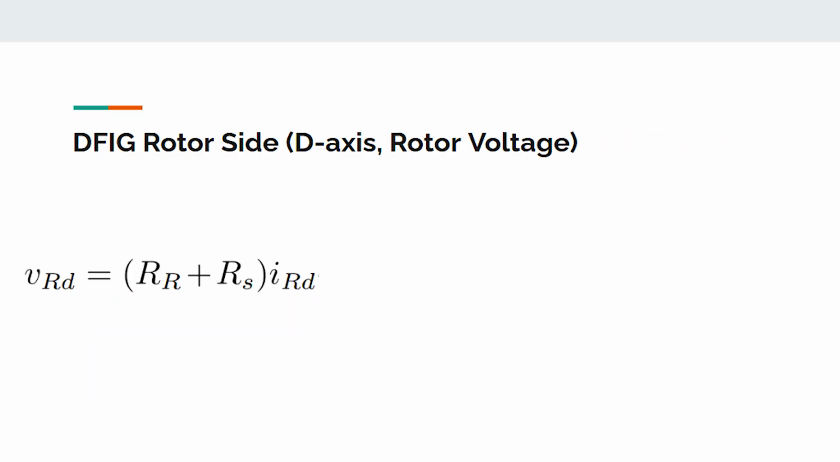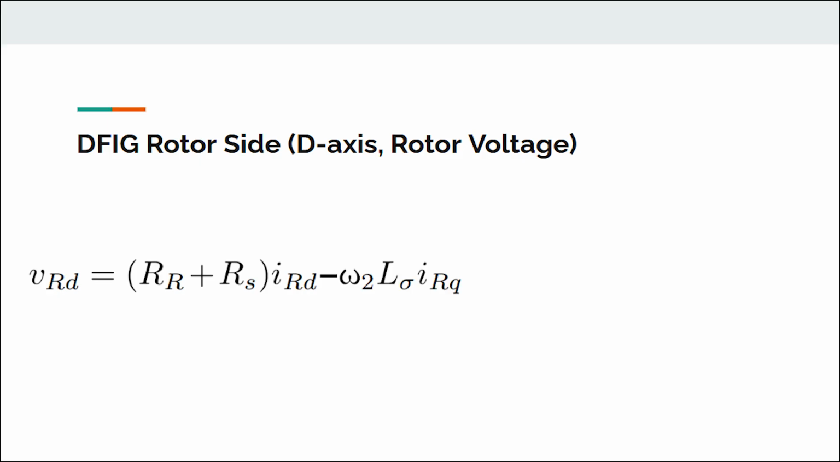Similarly, we can solve for the voltage across the rotor in the D-axis, resulting in a first term which quantifies the amount of current flowing against the resistance of the rotor and the stator. The second voltage drop can be seen as a component for coupling the reactive power needed by varying the slip frequency omega 2.